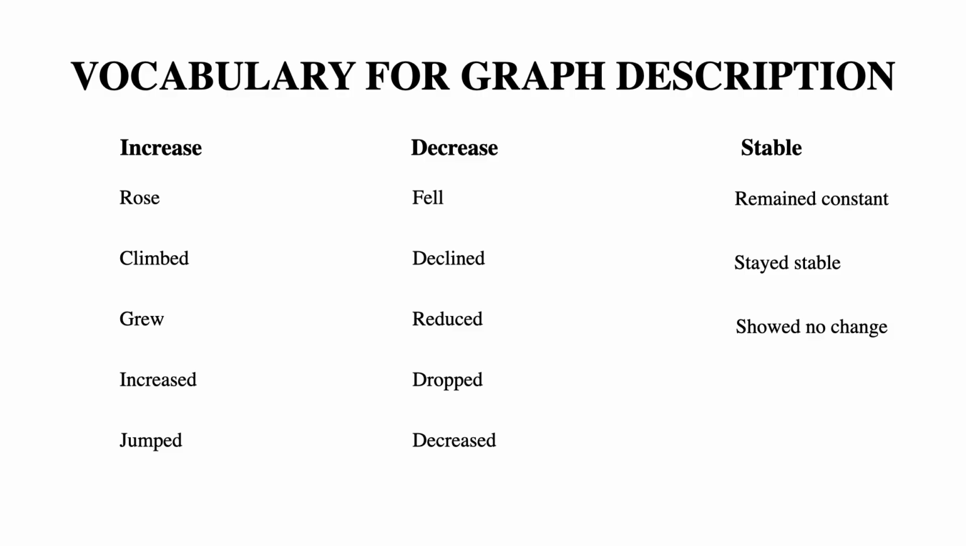Now imagine the graph shows something going downward. Again, don't repeat the same word every time. Instead of writing decrease repeatedly, you can use different alternatives like fell, declined, reduced, dropped, decreased. Now let's look at another situation. Sometimes the graph shows no change at all. In that case, you should avoid repeating the same word again and again. Instead, use better alternatives like remained constant, stayed stable, showed no change.